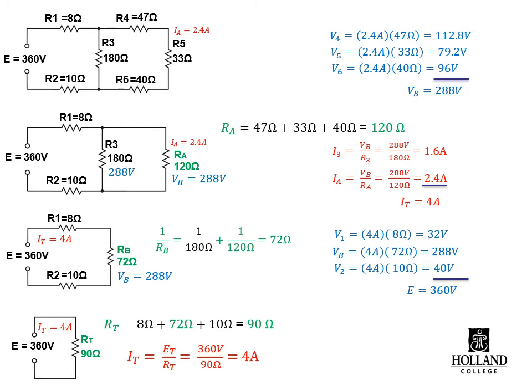Now that we have IA of 2.4 amps, and we know that RA came from a series combination of 4, 5, and 6, we can find the voltages for 4, 5, and 6. And that adds back up to our parallel voltage of 288 volts. We can now go back to our different steps and gather all the information that we had before. All our currents, all our voltages. They're all there.